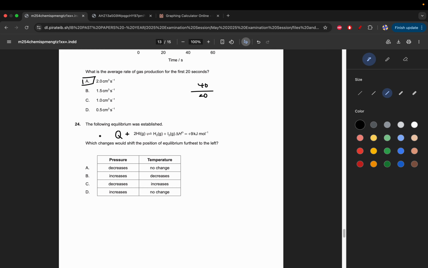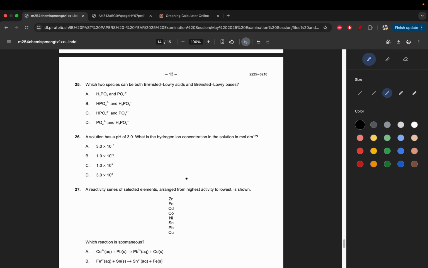Temperature decreasing will push equilibrium to the left because of Le Chatelier's principle. So you can think of Q as kind of being like a reactant. If you lower the amount of heat, then the system will shift left in order to try and produce more heat, right? So decrease is the answer here. And nominally, it doesn't really matter what the pressure is because they have the same number of gas molecules on both sides. So that's going to be B just by looking at temperature.